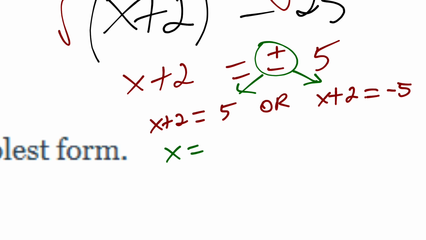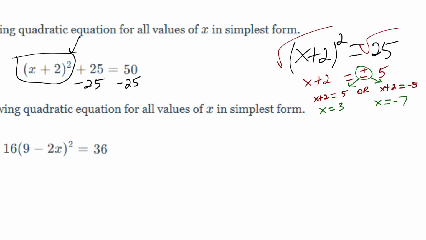So if I subtract, I get 3 or negative 7. Those are the two values that make this equation true. While you could use other methods to try to solve this quadratic, because it is so nicely set up with a square and a perfect square over there, this is a great technique.